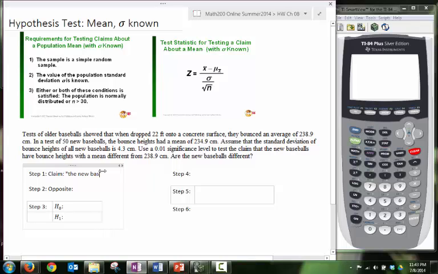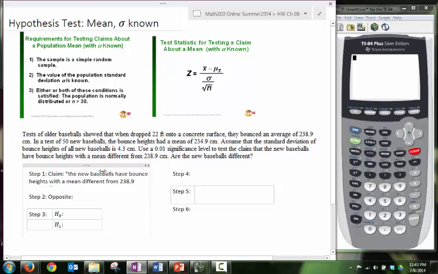The new baseballs have bounce heights with a mean different from 238.9 centimeters.